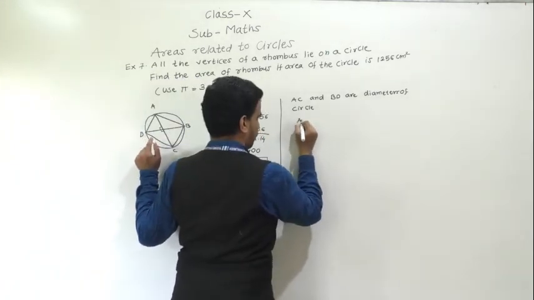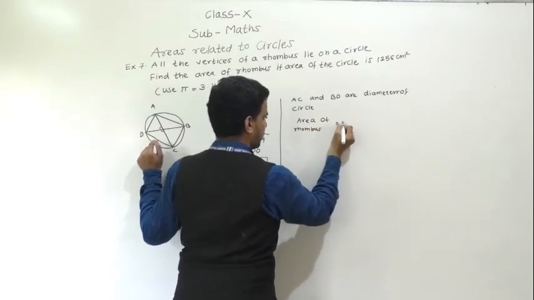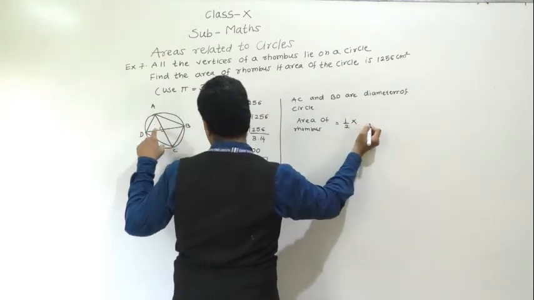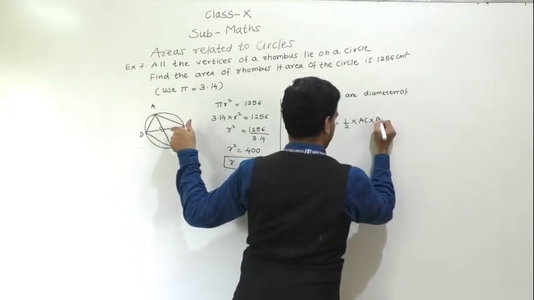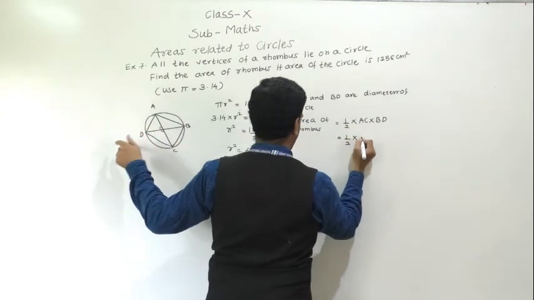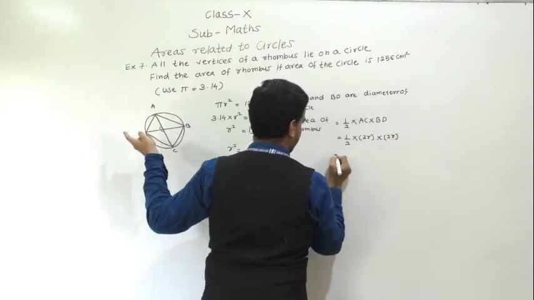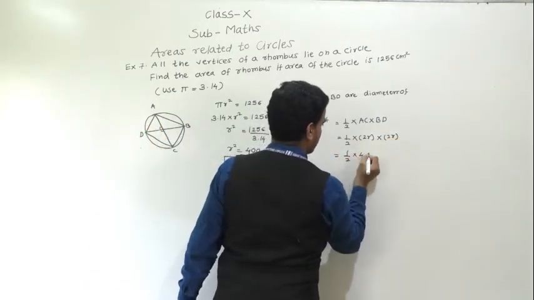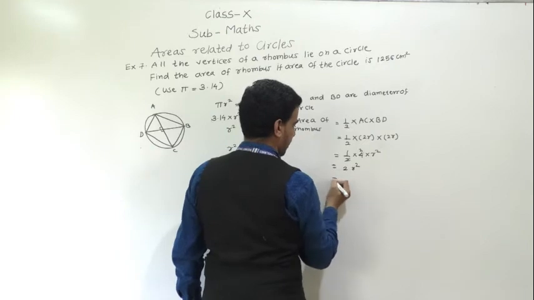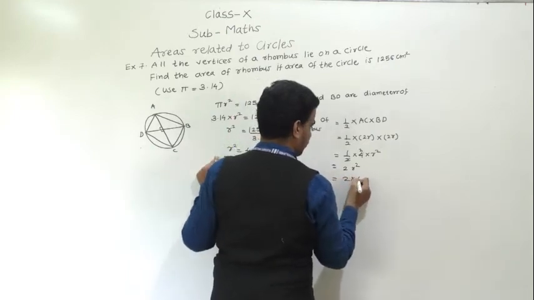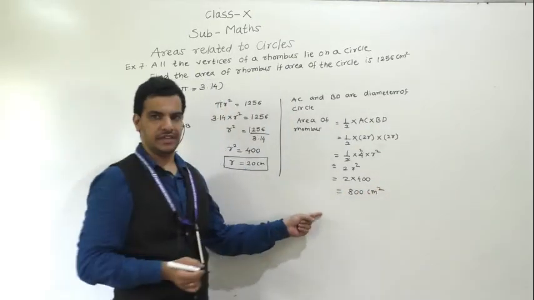Now area of rhombus, that is, we know that half into d1 into d2. D1 means first diagonal, that is AC, and d2 is second diagonal, that is BD. So half AC into BD. So half AC means 2r into BD is again 2r, that is the diameter. So half, this is 4 into r square. Okay, so 2 2s are 4, so it is 2r square, and we know that r square is equal to 400. So 2 into 400, that is 800 centimeter square. So this is the area of the rhombus.